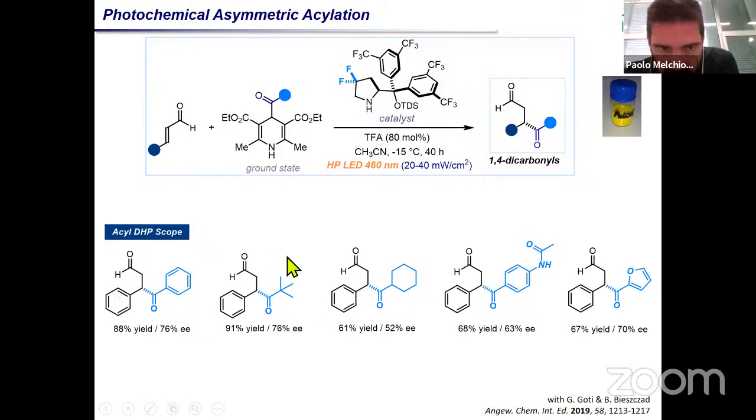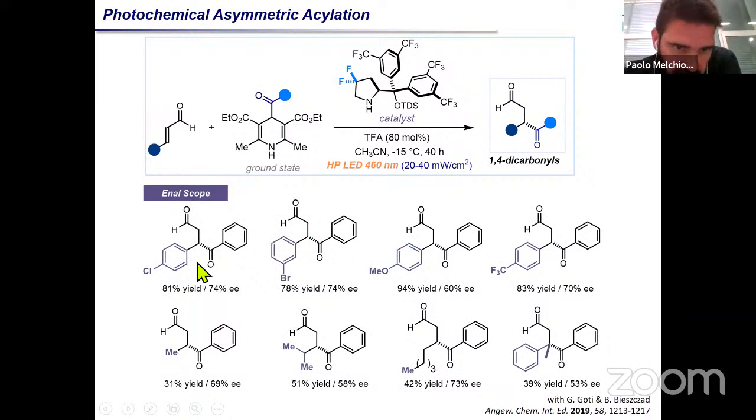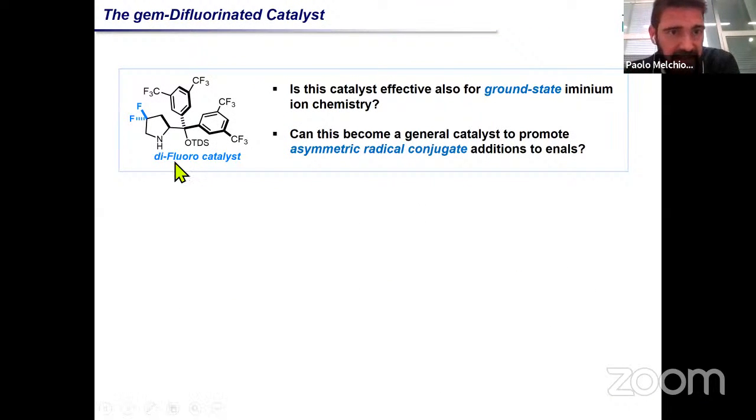Here, the scope of the chemistry, we can trap different types of acyl radicals, aliphatic and aromatic. We can also functionalize at the beta position cinnamaldehyde derivatives. And now also aliphatic groups are tolerated. You may remember aliphatic groups are not compatible if you are exciting the iminium ion. But in this case, we are using ground state iminium ion chemistry. So what we learned from this study is that this difluorinated catalyst can be useful also for the activation of iminium ion in the ground state and trapping of a photochemically generated radical.